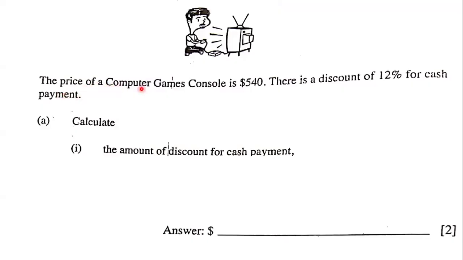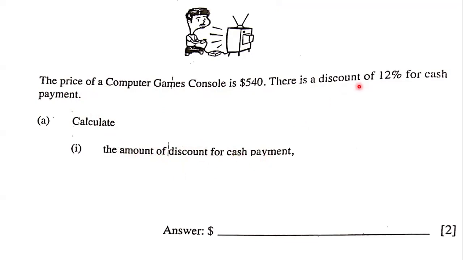The price of a computer games console is $540. There's a discount of 12% for cash payment. Calculate the amount of the discount for cash payment. So first, our goal is to determine the amount of discount for the cash payment.